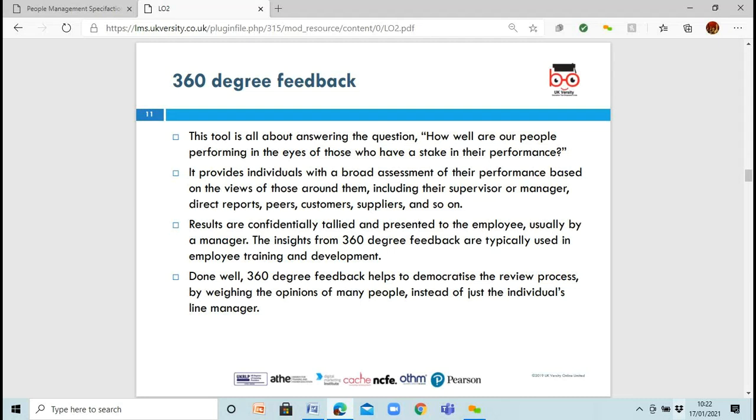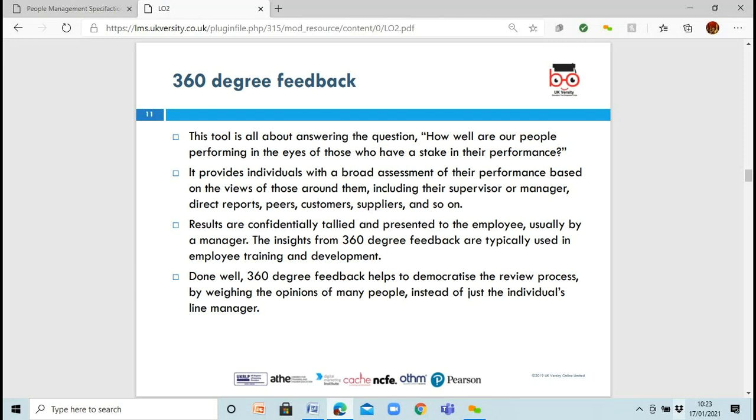Now, we've got something called 360-degree feedback, and that's quite exploratory itself. It's 360 where you're getting feedback throughout from all those around you. So this tool is about answering the question, how well are people performing in the eyes of those who have a stake in their performance? So it provides individuals with an assessment of their performance based on the views of those around them. So it could be a supervisor, manager, direct reports, their colleagues or peers, customers, suppliers. So the list is extensive. So as we say, 360-degree feedback is from more or less everybody that you're working with or communicating with.